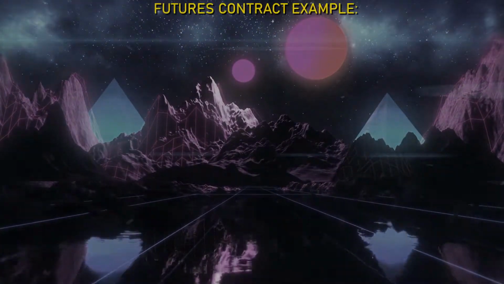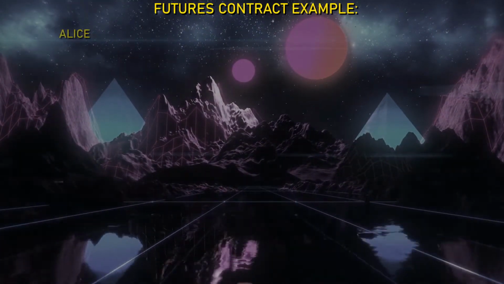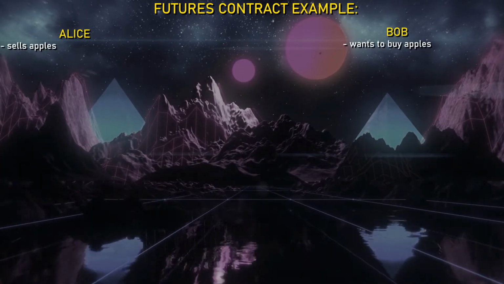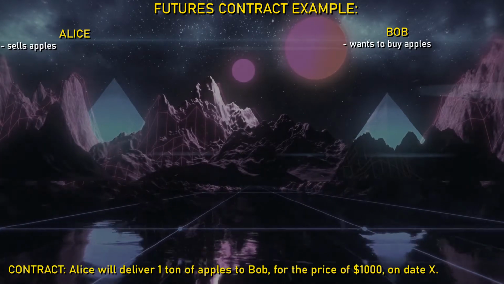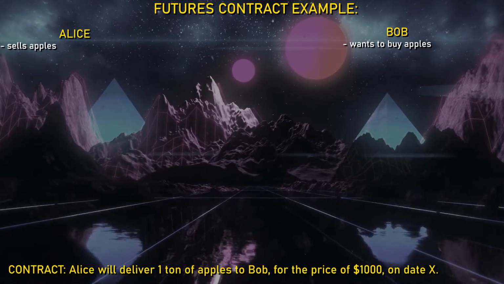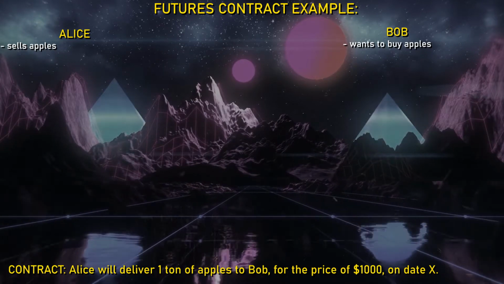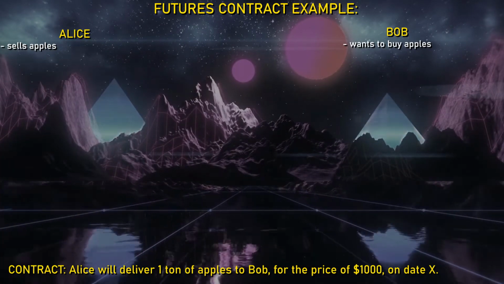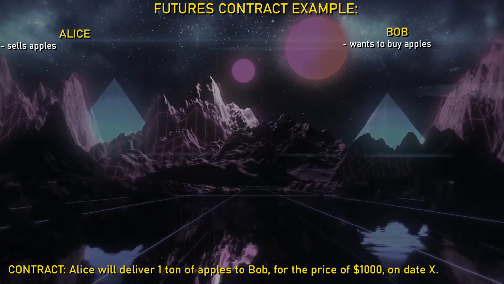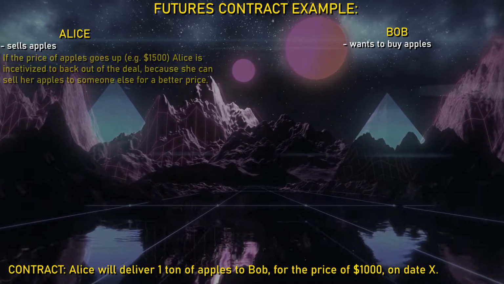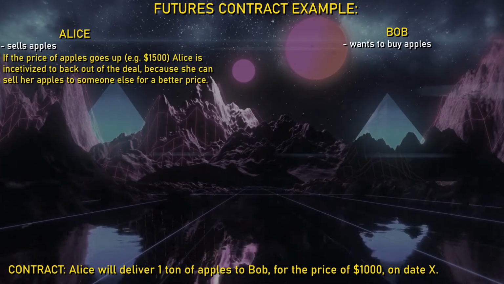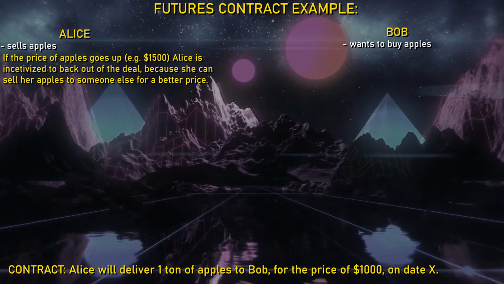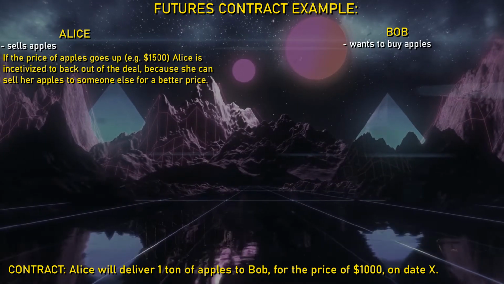Here's an example to understand how they work. Alice sells apples. Bob wants to buy apples. They enter into a futures contract which specifies that Alice will deliver 1 ton of apples to Bob for the price of $1,000 at a specified date. Sounds good in theory, but what happens in practice if in the meantime the price of apples goes to $1,500? Maybe Alice wants to back out of the transaction because she can get a better price from someone else.